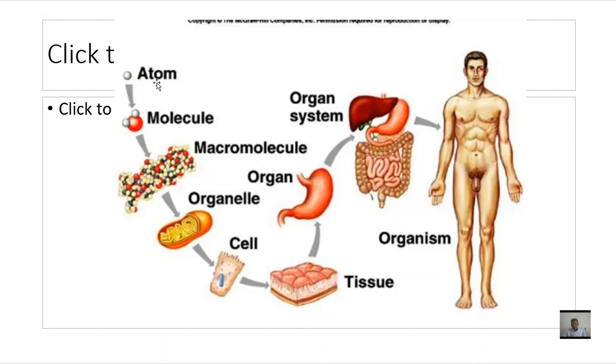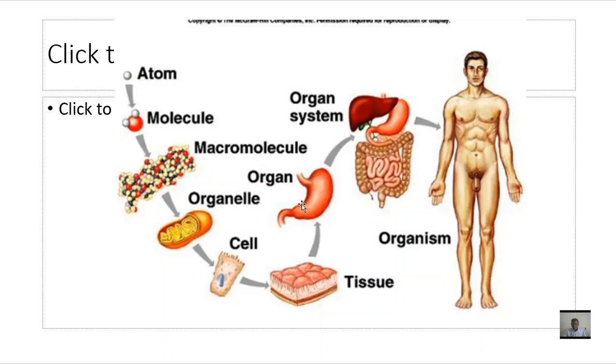In this reverse way, it can be explained like this. The smallest unit is the atom. Many atoms join together and form a molecule. Many molecules combine with each other and form a macromolecule. These macromolecules are available in the organelle. This organelle is available within the cell. Many cells combine with each other and form the tissue.